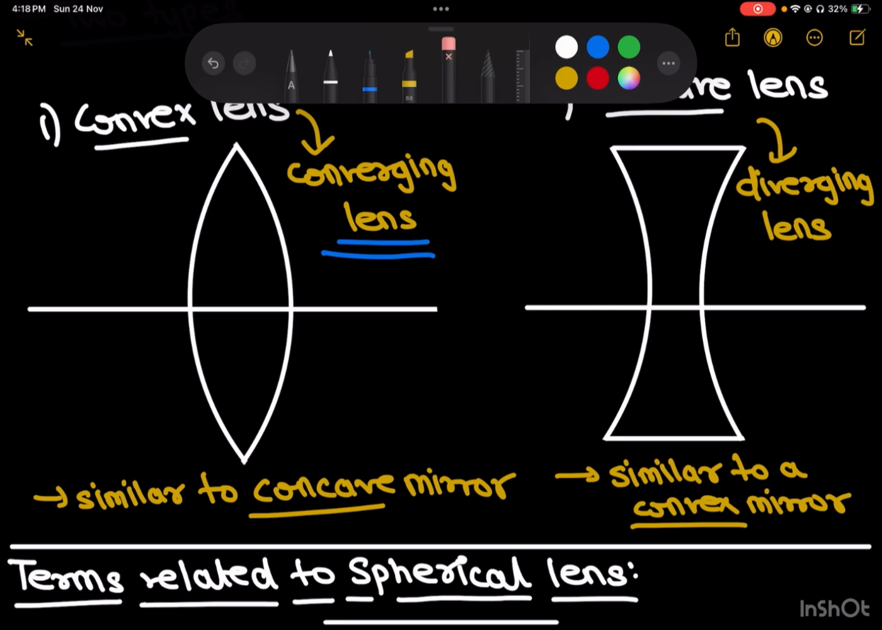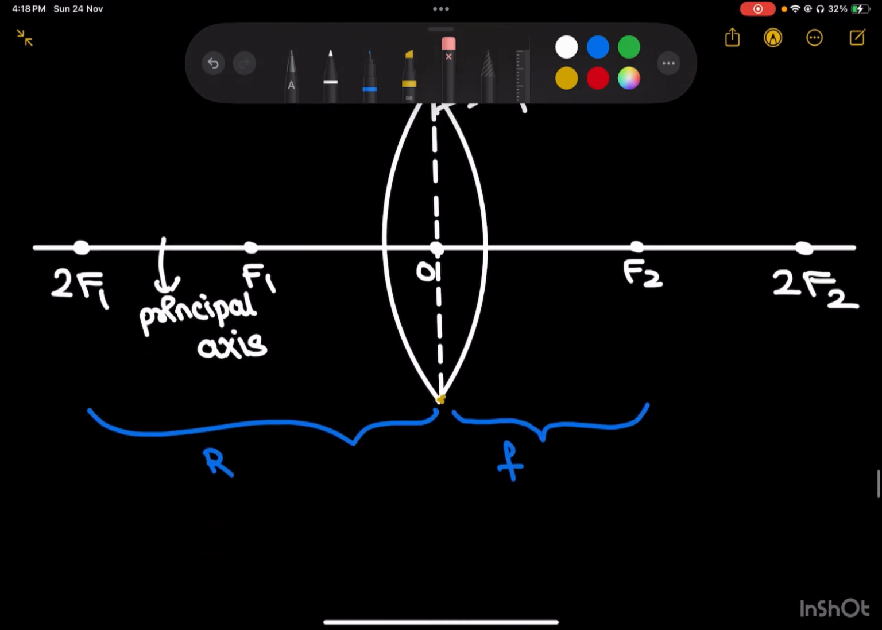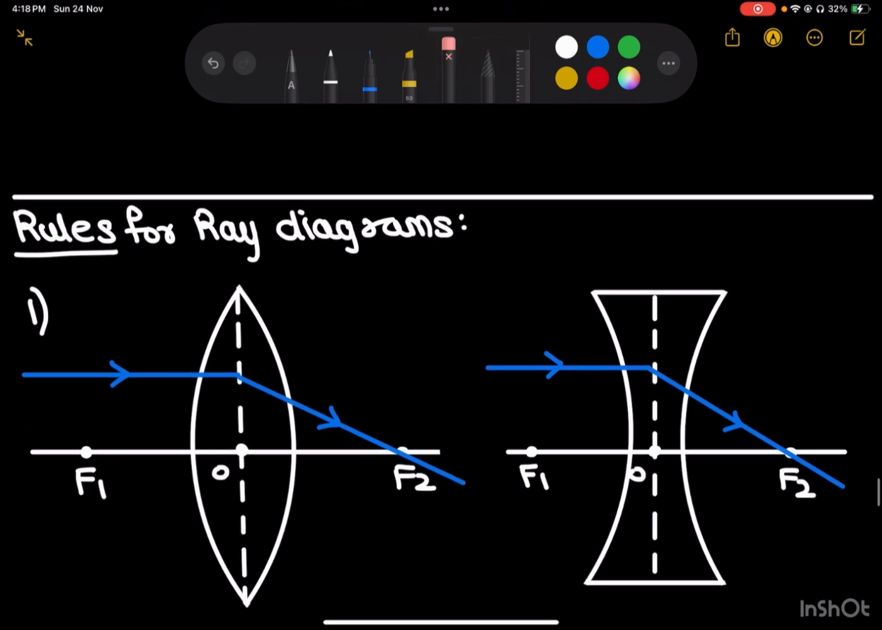Okay. And for concave lens, when several rays of light parallel to the principal axis fall on a concave lens, these rays, after refraction, appear to diverge from a point on the principal axis. Appear to diverge. And that point is known as the principal focus. Okay, understood? So these are all the terms related to spherical lenses. Now we'll move on to rules for ray diagrams.